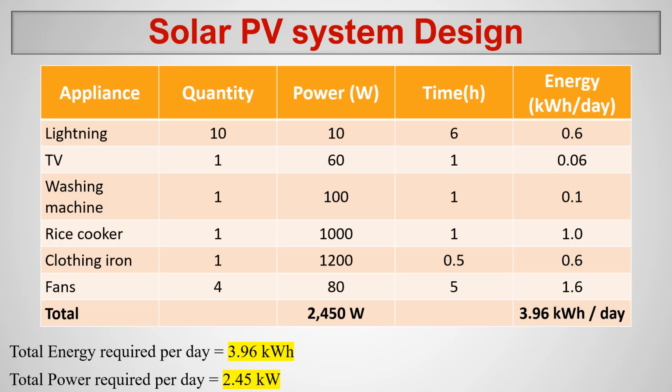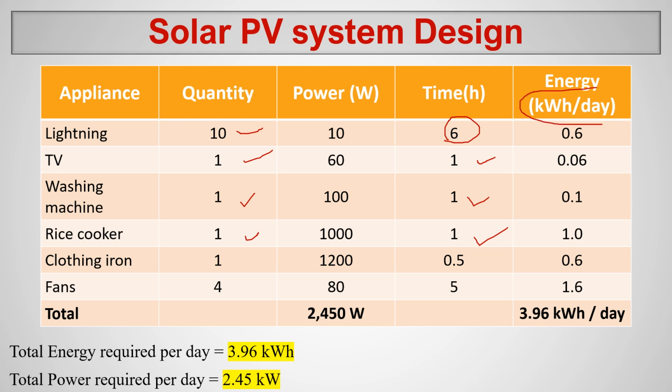So if you don't have an electricity bill, what we can do is reasonably assume how much electricity your house is going to use, what the energy consumption is. So here the assumption we put is 10 lights and each light running 6 hours per day, and one TV running 1 hour per day, one washing machine running 1 hour per day, one rice cooker running 1 hour per day. Likewise, we can assume and we can find the kilowatt hour per day.